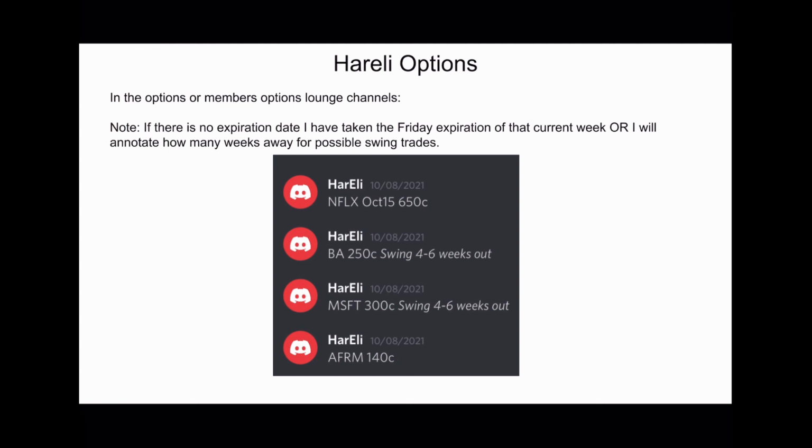And same thing with Microsoft. I'm looking for a move on the upside, 300 call, and swinging also 4 to 6 weeks out. And on the last example, Affirm, AFRM, it doesn't have an expiration date, meaning I'm most likely taking the expiration that ends that week, that Friday. Whatever week it is, I'm taking the expiration on that day, the Friday of that week.